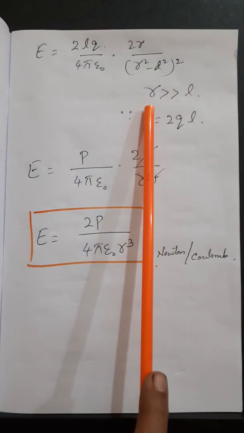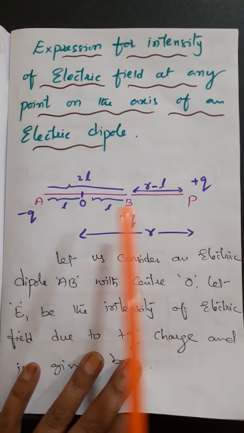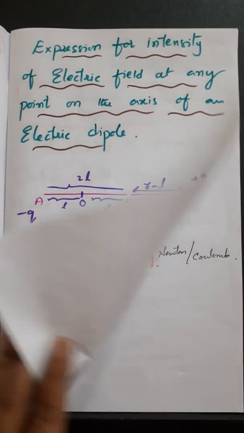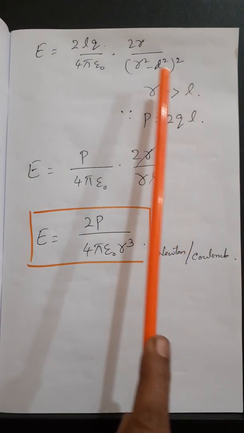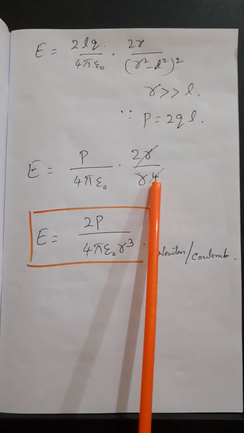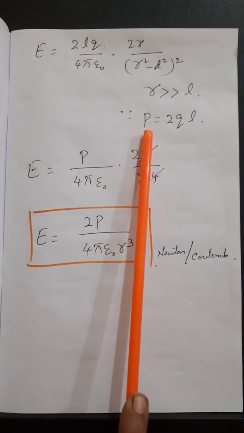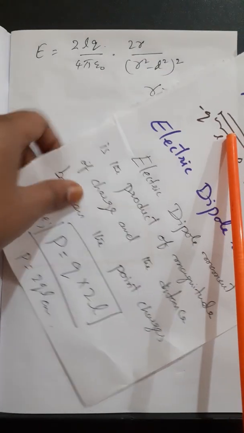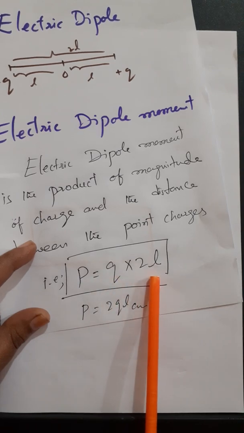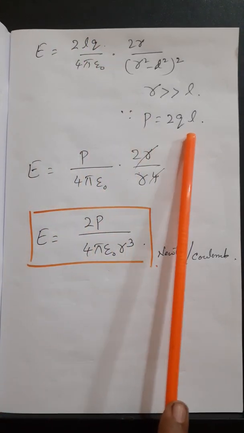We know that R is greater than L. Here I can consider R to be very large compared to the small L, so I can neglect the L value. So in this equation we are neglecting L, and that's why we are getting only R to the power of 4. Next, 2LQ is nothing but the electric dipole moment. As I already told you, the electric dipole moment is the product of one of the charges and the distance between the two charges. So this 2LQ is replaced by P.